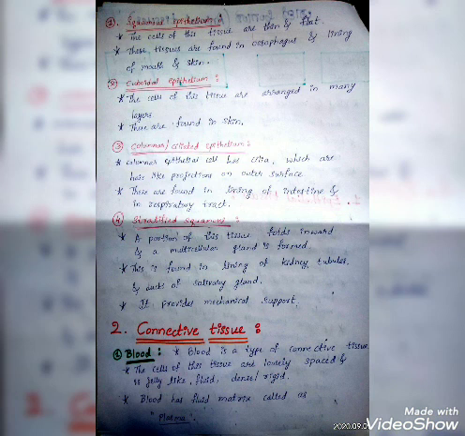Second one is connective tissue. The second animal tissue is connective tissue. In that, blood. Blood is a type of connective tissue. The cells of this tissue are loosely spaced and the matrix is jelly-like, fluid, dense or rigid. Blood has a fluid matrix that is called plasma.